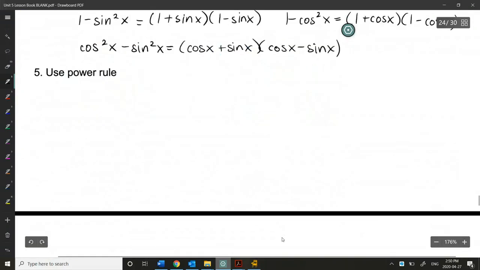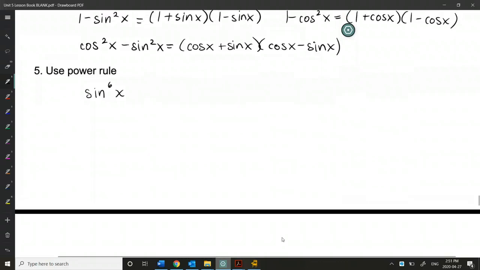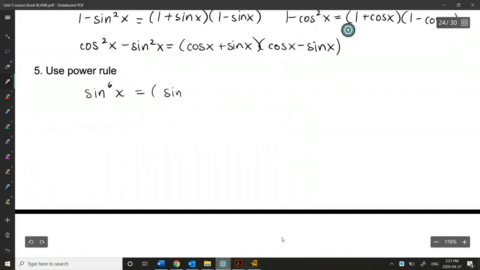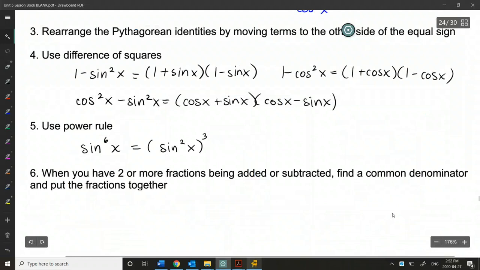Let's say we get an example that uses something like sine to the exponent 6 of x. Now, I don't have many trig identities that can be useful in a format like this, but if I were to express this as sine squared cubed, it's still equal to sine to the exponent 6, but I've expressed it in a different way using power rule so that I have a sine squared. Looking at our trig identity sheet here, we have sine squareds here, we also have sine squareds here. So it's a lot more helpful to have sine squareds rather than sine to the exponent 6.